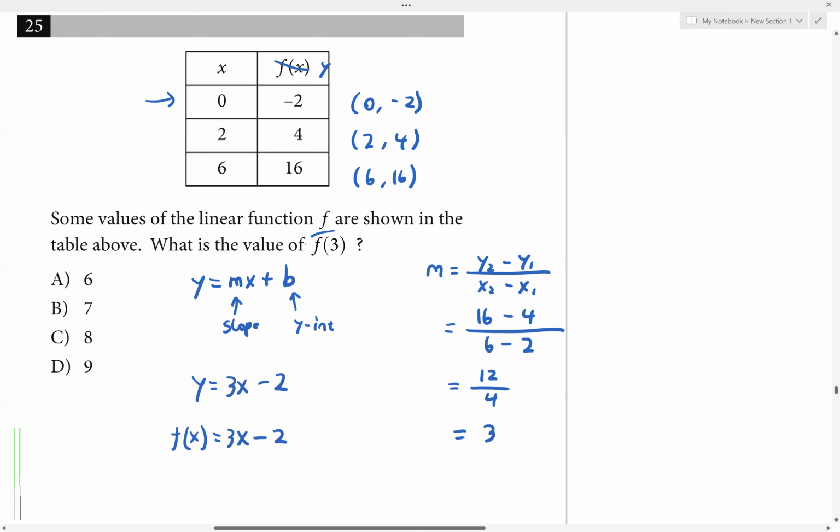Okay, so now we can answer the question, which is f of 3. That means we're going to plug in 3 for x and solve. It's going to be 3 times 3 minus 2. What do we get? 3 times 3 is 9. 9 minus 2 is 7. So that is our final answer for this question, which is letter B.